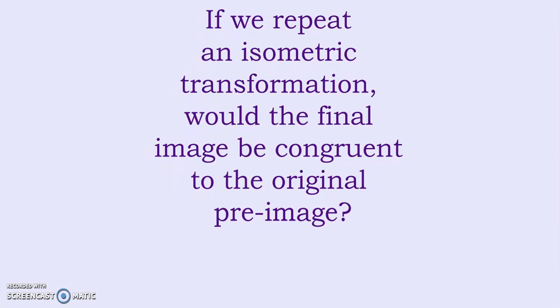So we don't need to write this down, but I want you to think about if we repeat an isometric transformation, so if we translate, rotate, reflect, would the final image be congruent to the original? And yes, the answer is yes. That's what makes something an isometry. An isometry, or an isometric transformation, is when we have those congruent preimages and images. So that's important to know about that word.